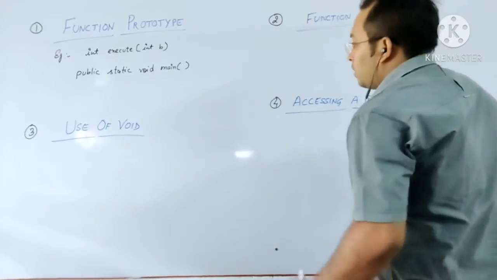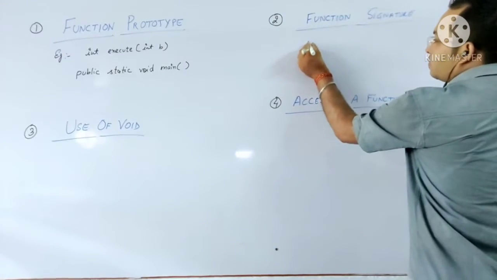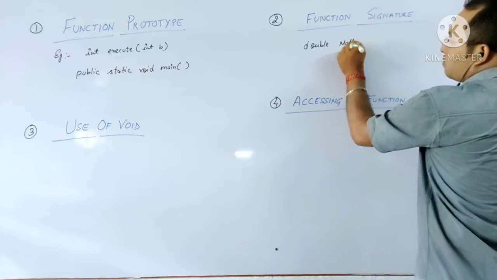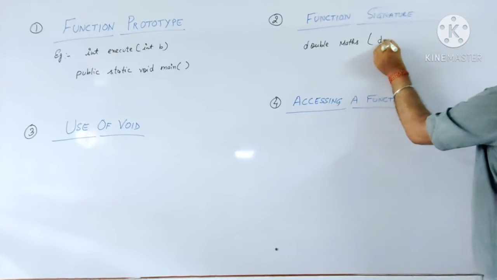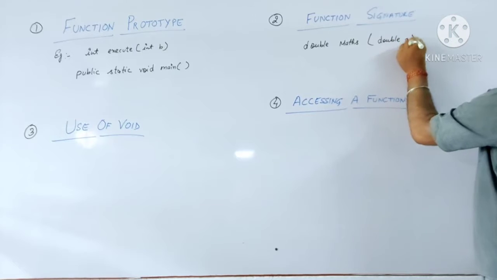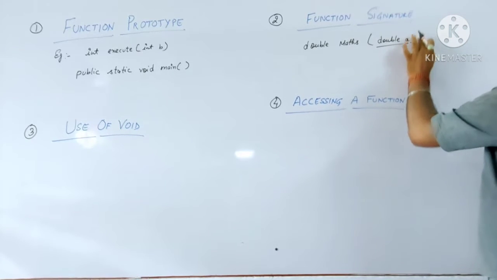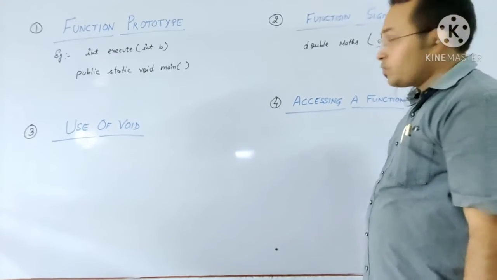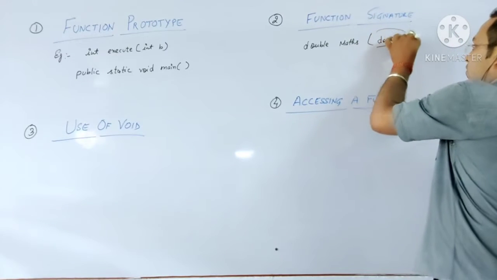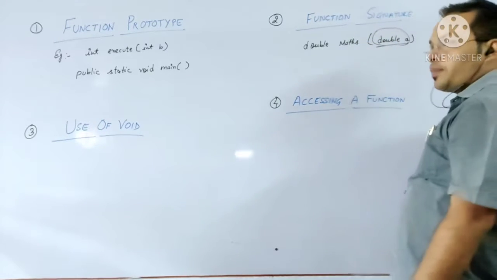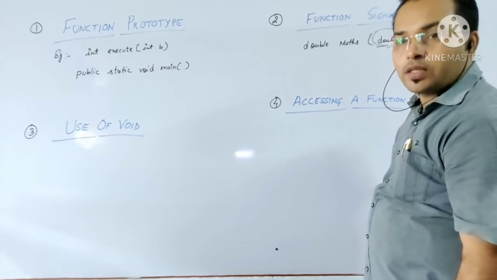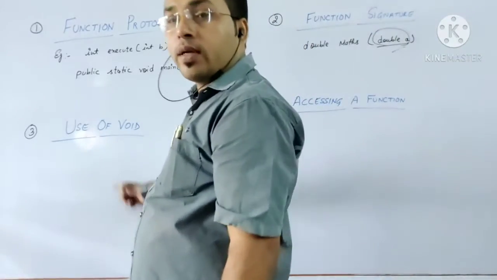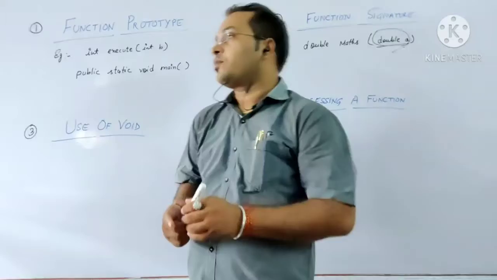Next, function signature. Suppose here we have double max, double a. Now this is what? This is my function signature. Function signature means anything which has been passed in the brackets of a function as arguments is known as function signature.